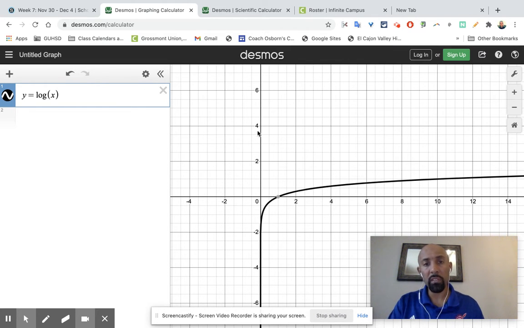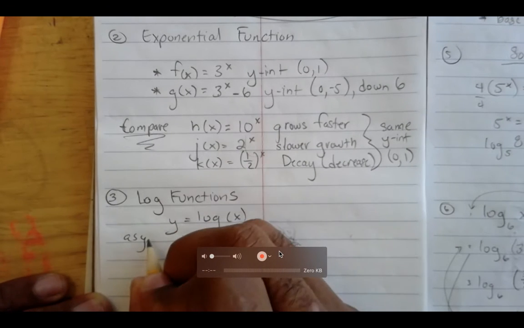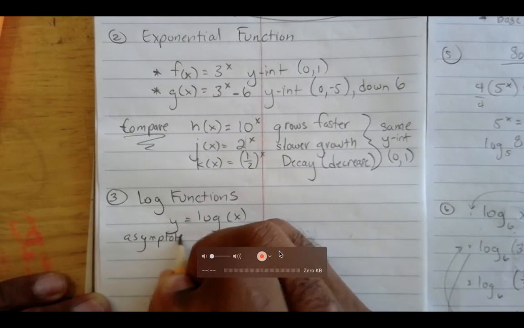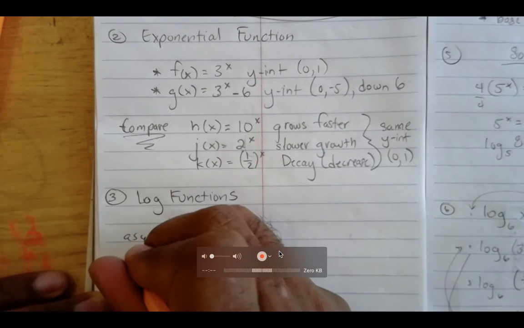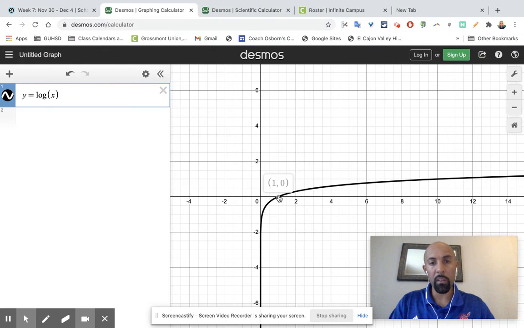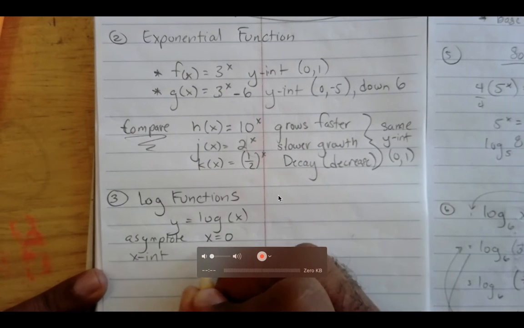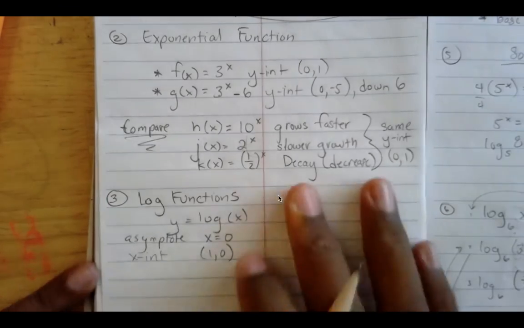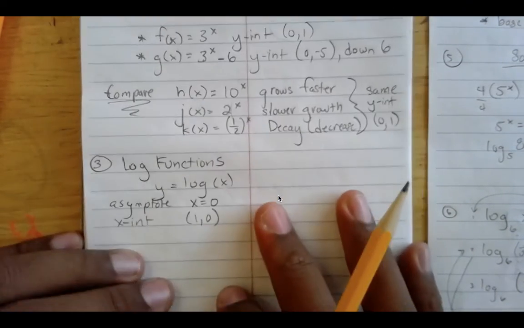Okay. So first, there's an asymptote here at x equals 0. It doesn't actually cross the y-axis. So it has an asymptote at x equals 0. Okay, it also has an x-intercept, and you'll see that it crosses right here at 1, 0, which if you compare that to these functions, remember the y-intercept was 0, 1.